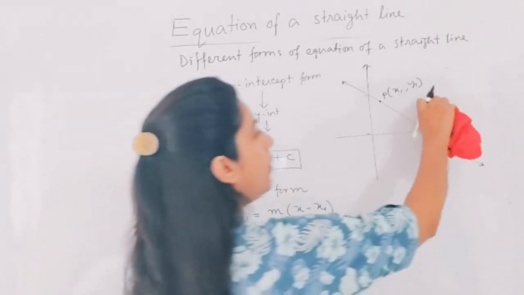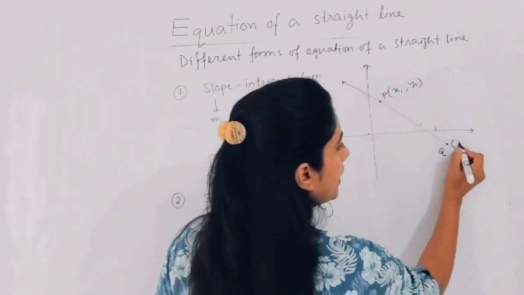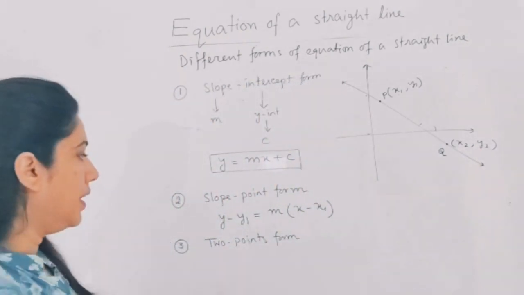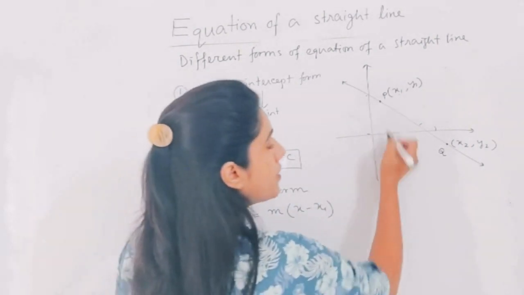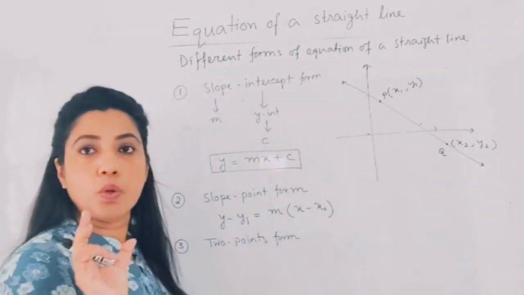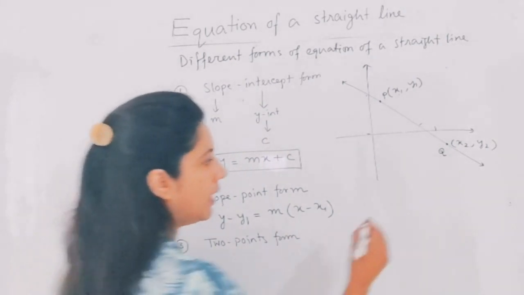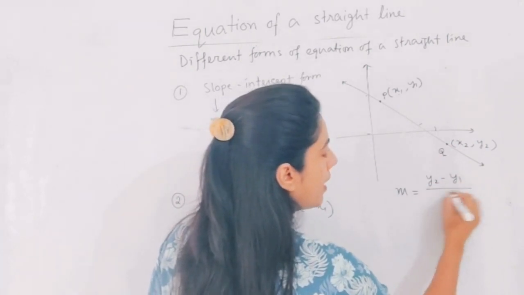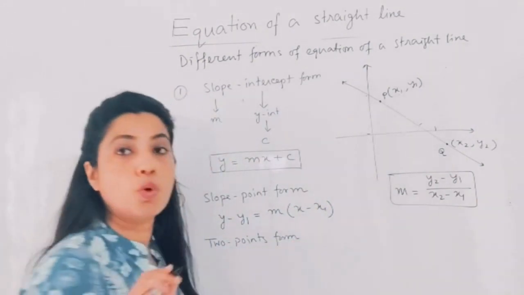That is, if any 2 points are given to you, suppose P and Q, these 2 points are given through which the line passes. Then we use 2 points form. Now what is it? Listen. Suppose these 2 points are given, from the 2 given points through which the line passes, we can also get the slope of a line. The formula is M is equal to y2 minus y1 upon x2 minus x1. This also gives us the slope of a line.